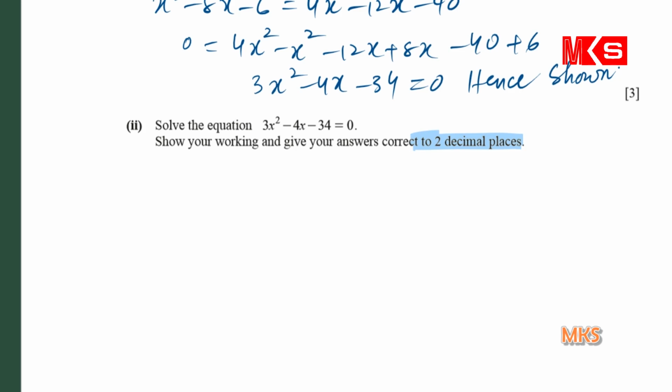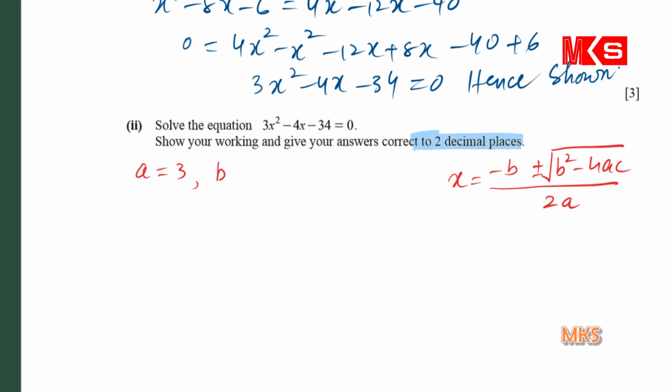What is the quadratic formula? X is equal to minus b plus minus square root of b squared minus 4ac, whole over 2a. What is a? A is the coefficient of x squared, which is 3. What is b? B is the coefficient of x, which is minus 4. We take all coefficients with their signs. Even c, which is the constant term without x, is also taken with its sign.